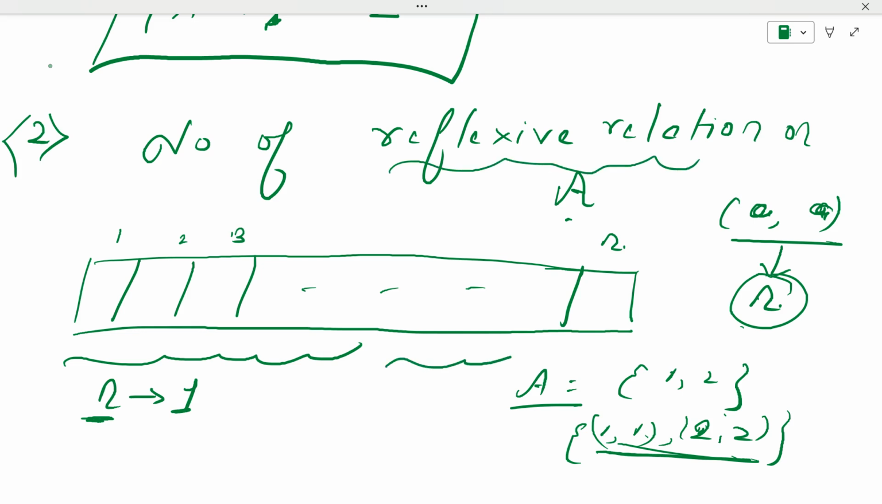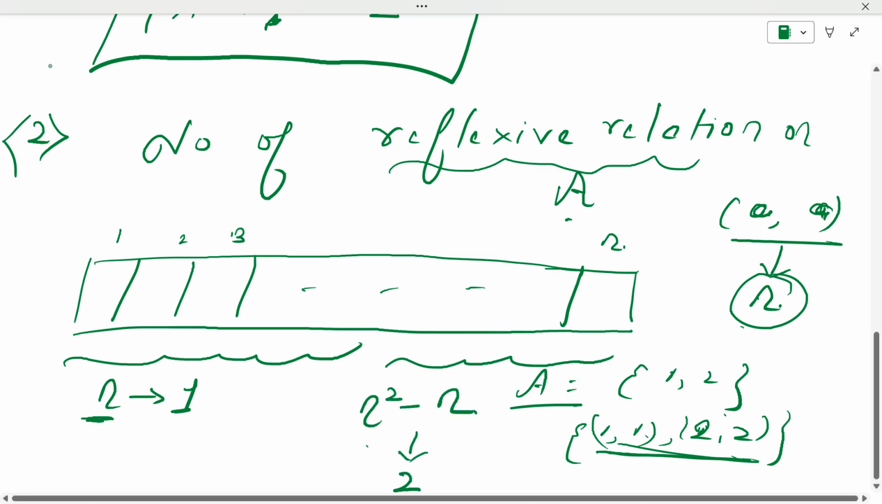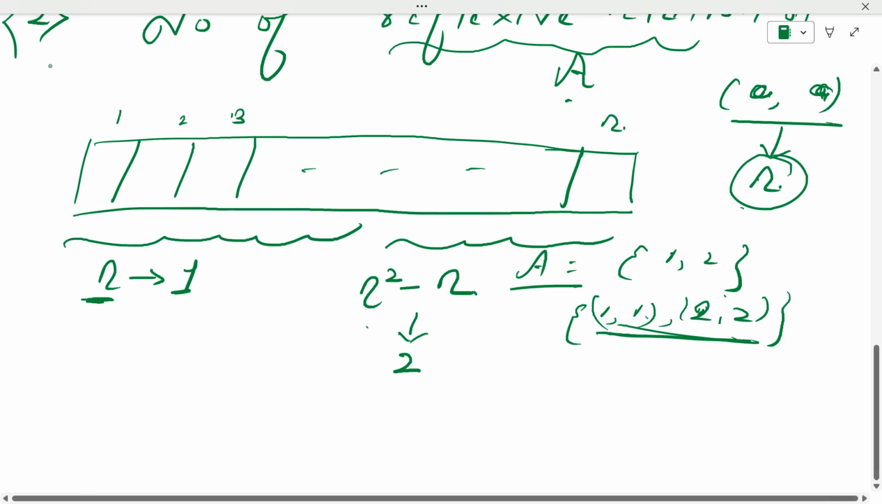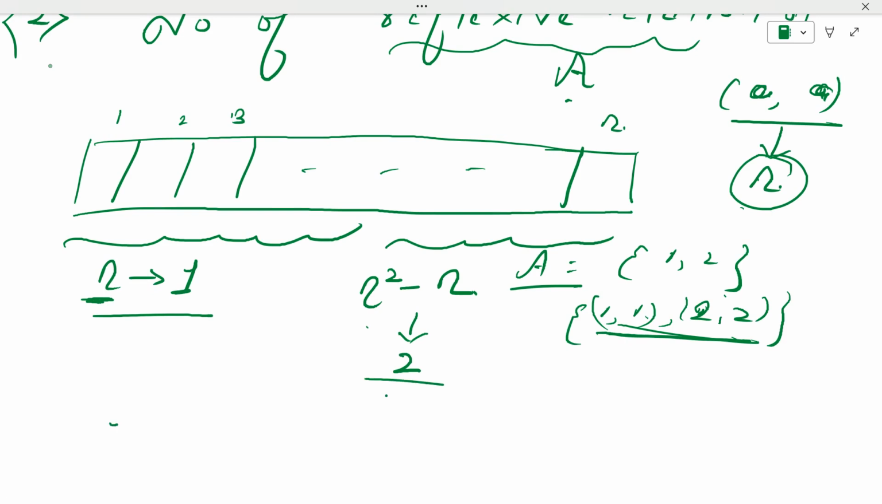But for the remaining ones, that is n square minus n, there are two possibilities. It could be present or it could be absent. So for the n entries we have one possibility, that they should be present, and for the rest we have two possibilities. So we can write 1 raised to the power n into 2 raised to the power n square minus n. Okay, so the first factor is nothing but 1 only. So it is equal to 2 raised to the power n into (n minus 1).